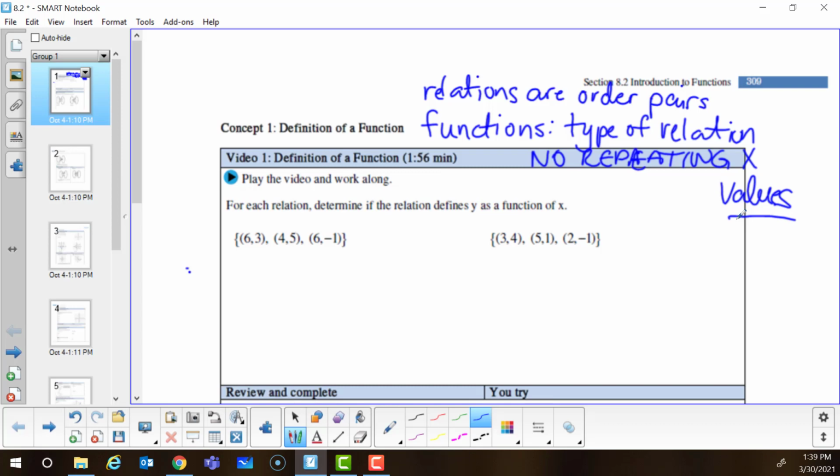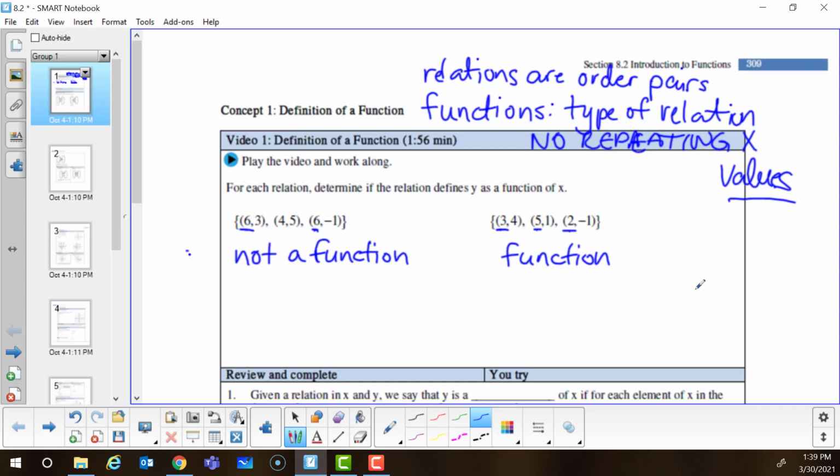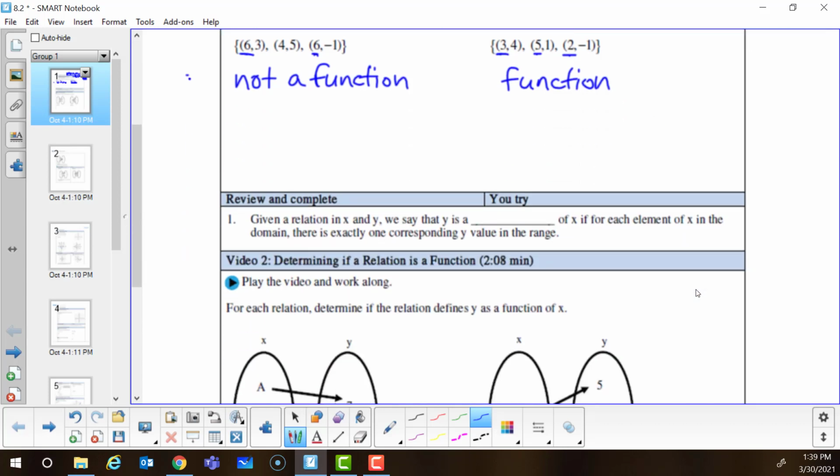For instance, here we've got 6, 3, 4, 5, and 6, 1. If you'll see, I've got repeating sixes, so this would not be a function. In the next one, I have 3, 4, 5, 1, and 2, negative 1. I've got 3, 5, and 2. That would be a function because I do not have any repeating x values, and that's the key in a function. It has to not have any repeating x values.